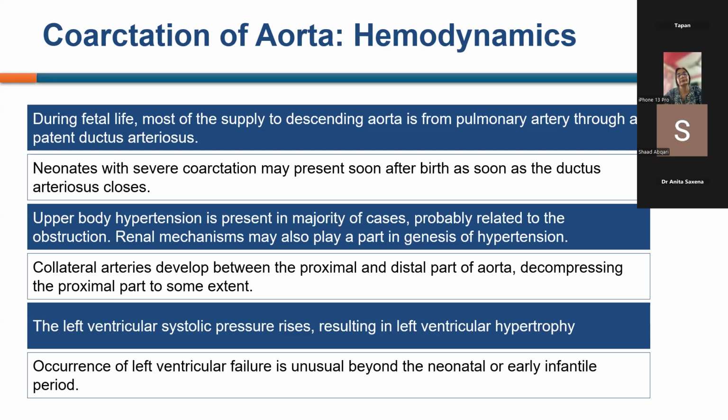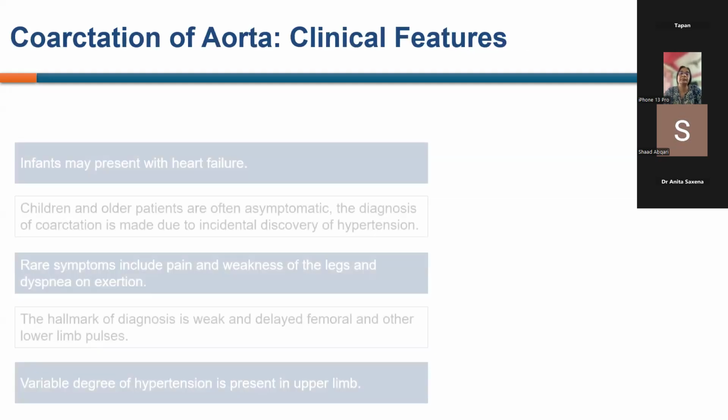in left ventricular hypertrophy. And left ventricular failure is rather unusual in coarctation of aorta, except in the neonatal period or early infantile period, and in elderly patients, or I would say middle age, that is 40 years and above. So left ventricular failure is not a feature of coarctation of aorta, even in cases of severe coarctation, because you have collaterals developing which decompress the upper aorta and therefore help them to grow. But yes, neonates can present with collapse, neonates can present with left ventricular failure.